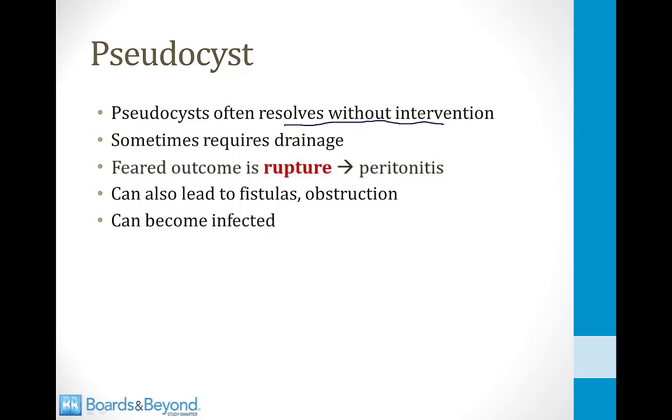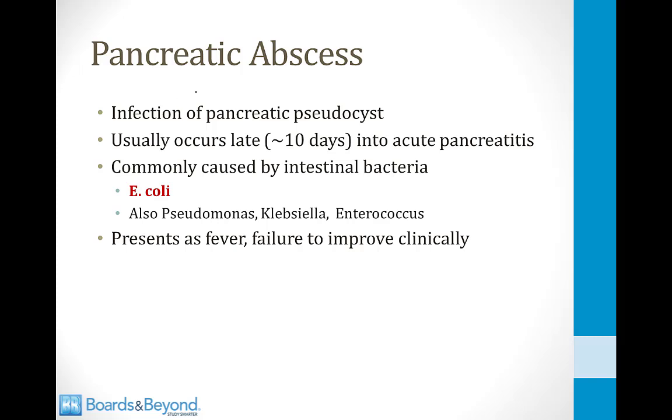Sometimes, if they're very large, they require drainage. The feared outcome of a large pseudocyst is rupture. This will lead to inflammation throughout the abdomen, which is called peritonitis and can be life-threatening. Sometimes pseudocysts lead to the development of fistulas between structures inside the abdomen or obstruction of the bowel. And they can also sometimes become infected, and when they're infected, you develop a pancreatic abscess. So let's talk about pancreatic abscesses now.